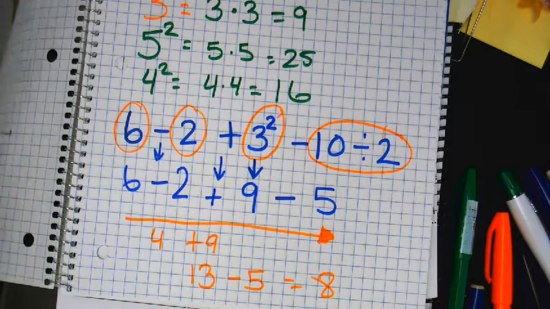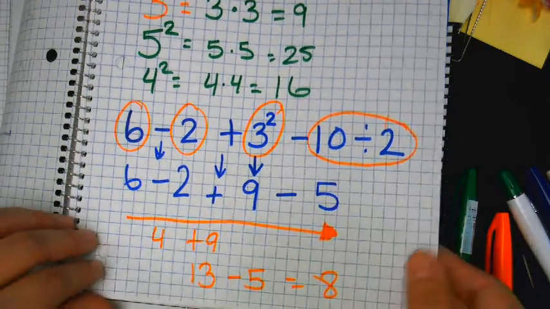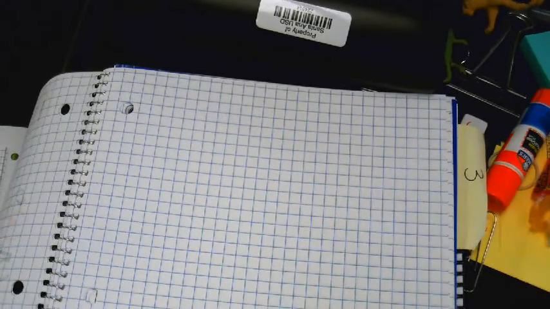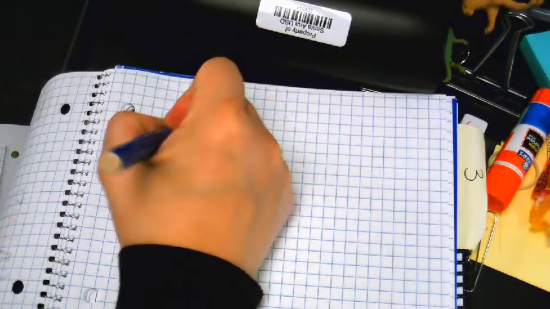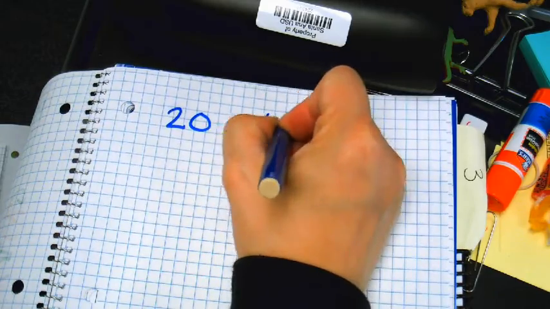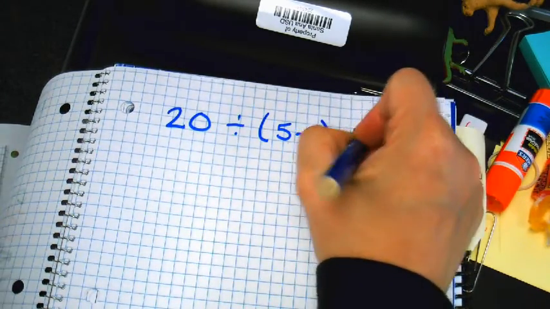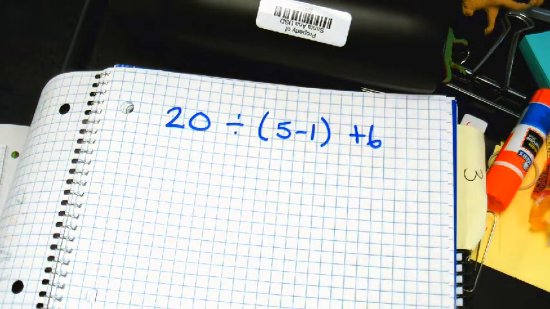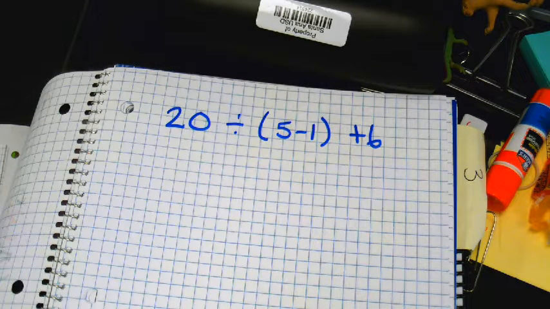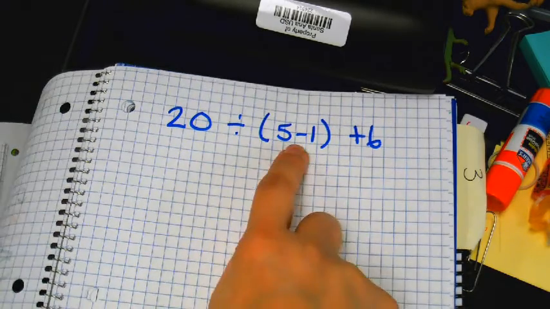All right, let's talk about parentheses. The P. 20 divided by parentheses 5 minus 1 plus 6. All right. When you have parentheses, stop everything and do that first, even before you circle. If you have parentheses, you just do that. Parentheses is like, do me first. All right, do that first. What is 5 minus 1?